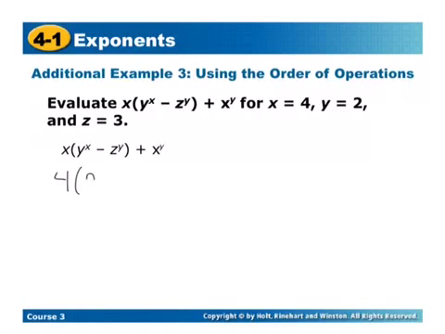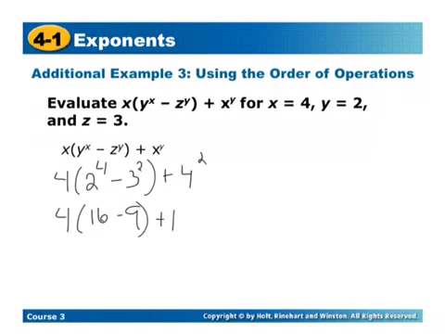and then we have y is 2 to the x power, so this would be 2 to the 4th, minus 3 to the y power, which is to the second, plus our x again, which is 4, to the y power, which is 2. We're going to go ahead and do our exponents first. So we have 4 times 2 to the 4th, which would be 16, minus 9, plus 16.